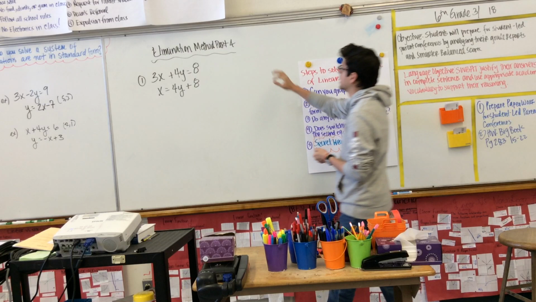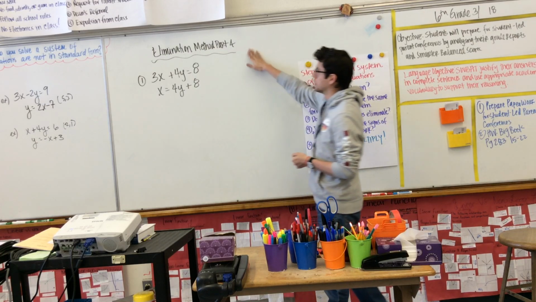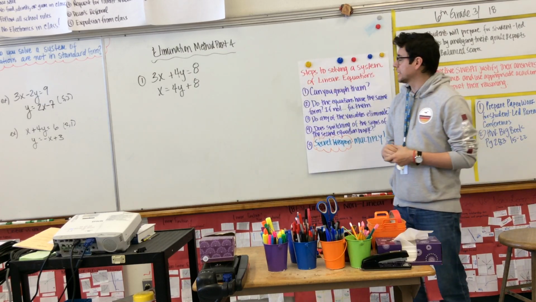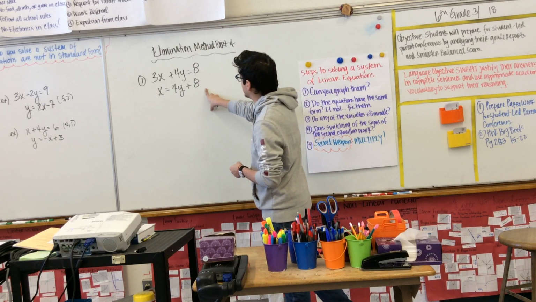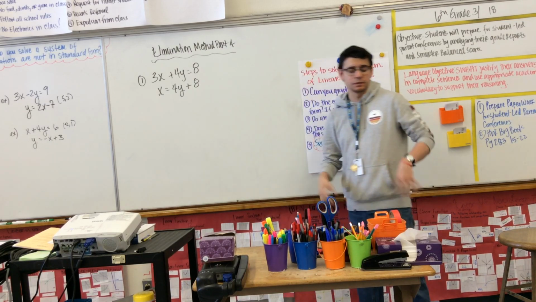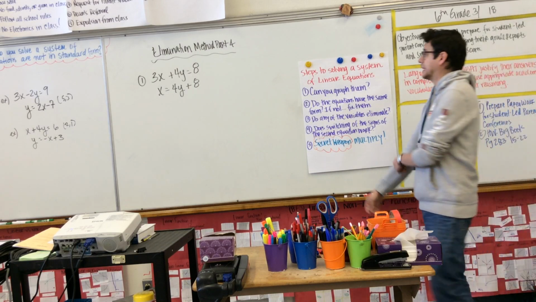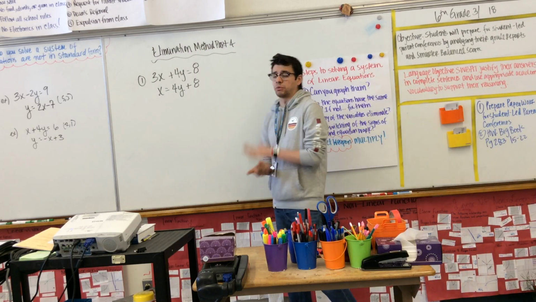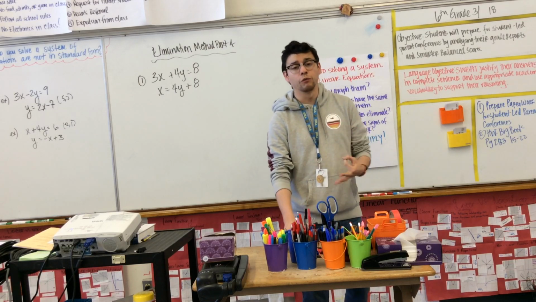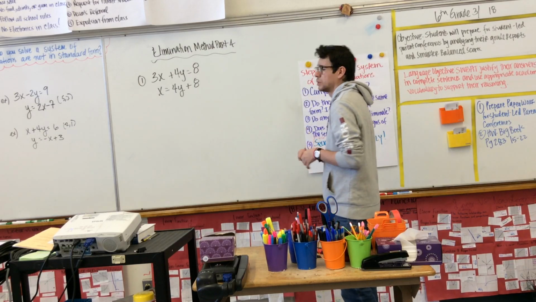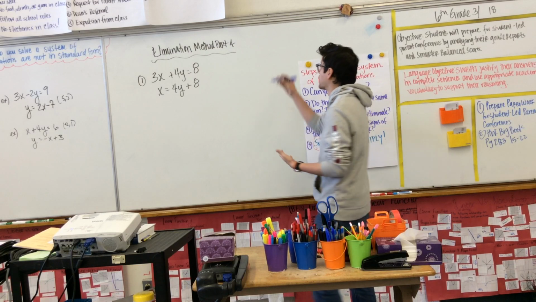So title it Elimination Method, Part 4 in your notebook, red pen. And then copy the problem down in red as well. I know this is in black, but that's so you're going to be able to see it in the video. So once again, this is a system of equations. There are 3 scenarios, and hopefully you remember your scenarios. You don't have to copy your scenarios unless you forgot them.